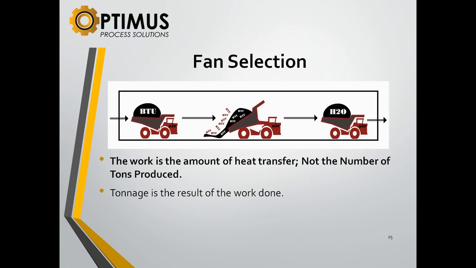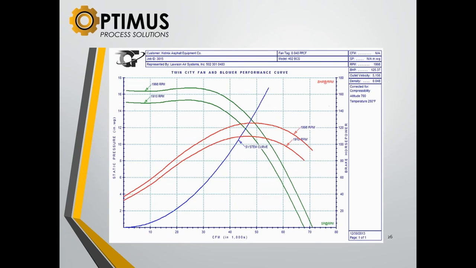So the amount of work dictates the amount of hot air that is introduced into the dryer, said another way. And the work is the amount of heat that's transferred, not the number of tons produced. The tonnage is the result of the work done. So it almost sounds like air is the most important to understand. For a convective dryer, the amount of work, we start with the product and decide how much heat we need to do that. From there on, this becomes an air system for a convective style dryer.